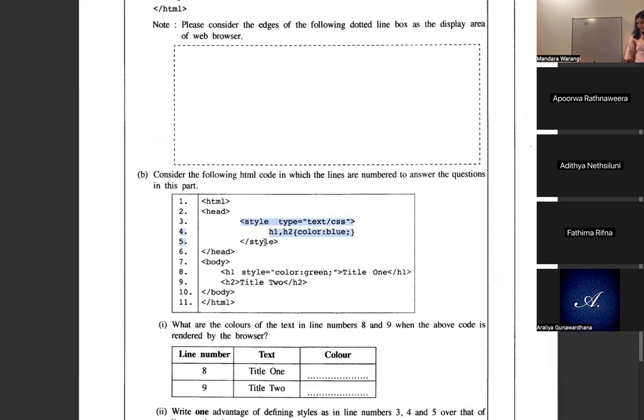This is how we write. We have 3 types of CSS. We have external CSS, which we write in an external style sheet. We have internal CSS; this is an example of internal CSS. And this is inline CSS, right?